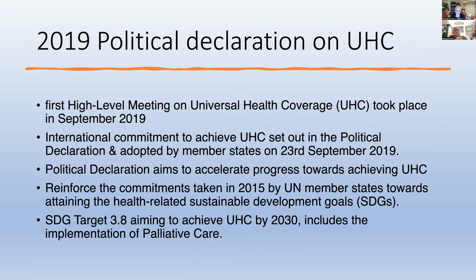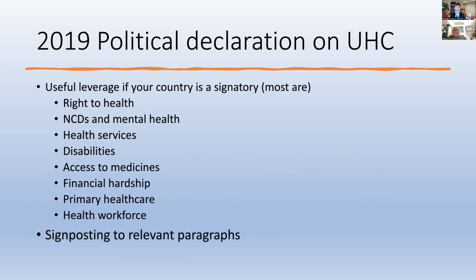And returning again, it keeps popping up, but that emphasizes its importance: SDG target 3.8, aiming to achieve UHC by 2030, includes the implementation of palliative care as part of the continuum of essential healthcare services. In the guide, next, we provide very specific guidance on how to use the political declaration. It's very useful leverage if your country is a signatory, and the vast majority of countries are. We signpost you to relevant paragraphs about right to health, NCDs and mental health, health services, disabilities, access to medicine, financial hardship, primary healthcare, and the health workforce, so that you can use those specific paragraphs to advocate as part of your UHC advocacy for palliative care.